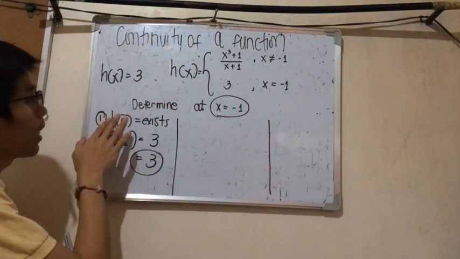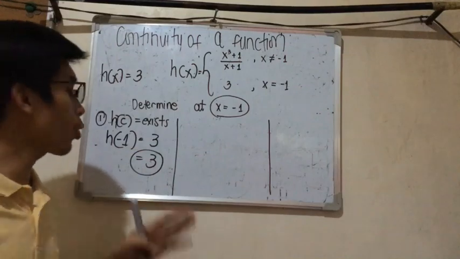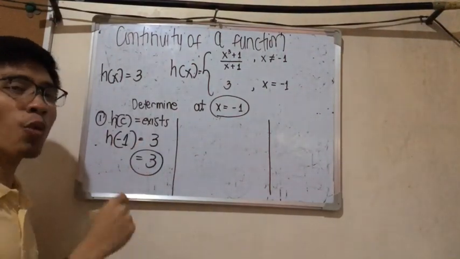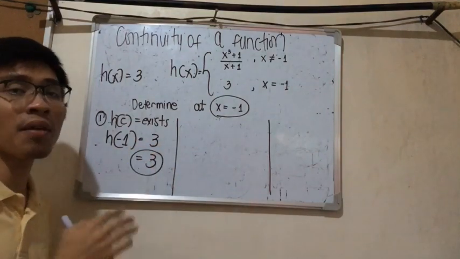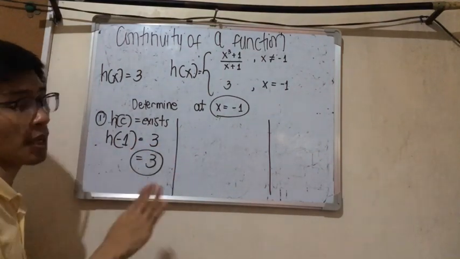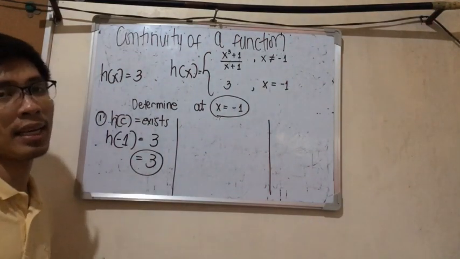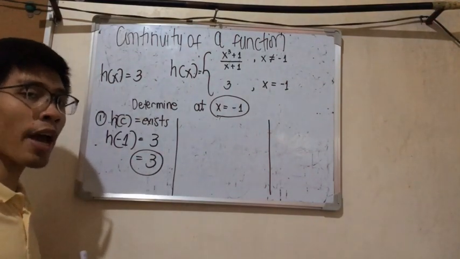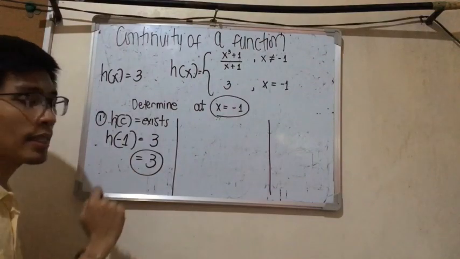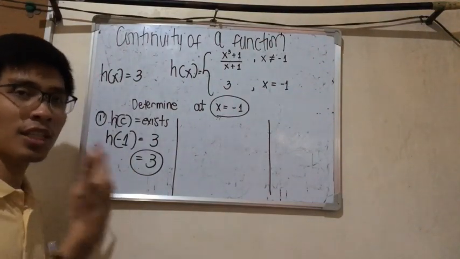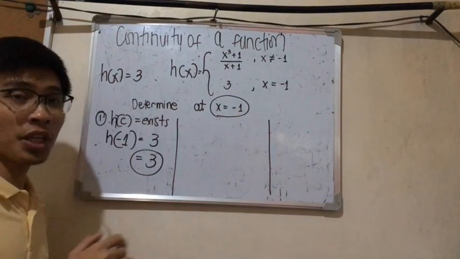Therefore, h of c exists at what value? At 3. Do we have to multiply at 1? No, because 3 doesn't have any variable wherein you can substitute negative 1. That is a plain constant, therefore only 3. Is condition number 1 checked? Yes, that exists at 3. Therefore, there is a reason for you to continue to other conditions.